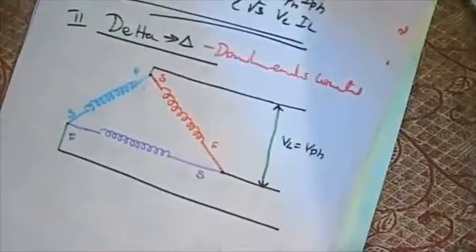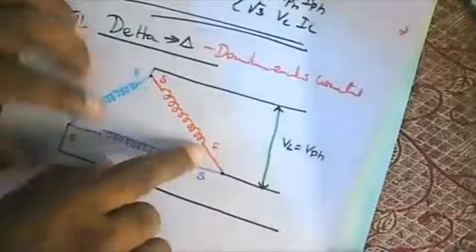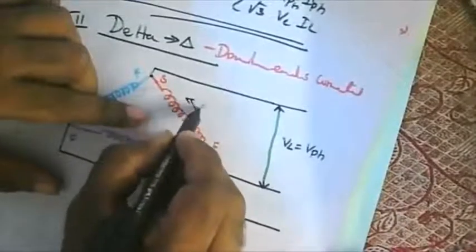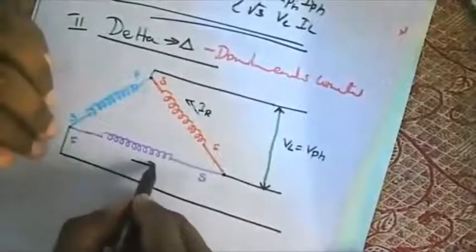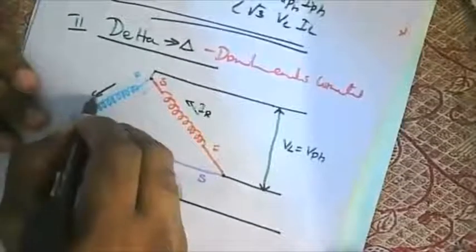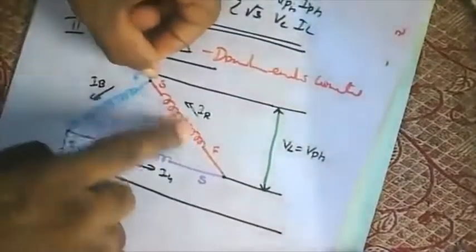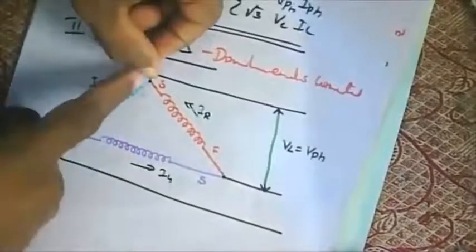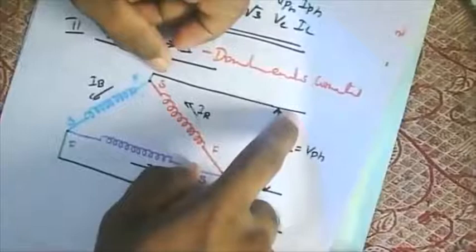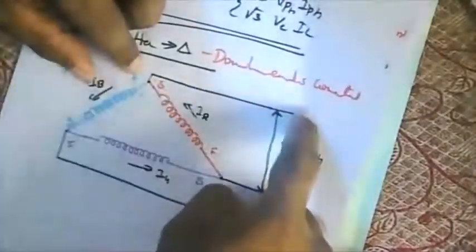Okay. Now, if you observe regarding the current, here I will have currents IR, IY, IB. If you observe at this point, IR is coming, IB is going, so I will have a resultant current here. IR is coming, IB is going, so there will be a current.